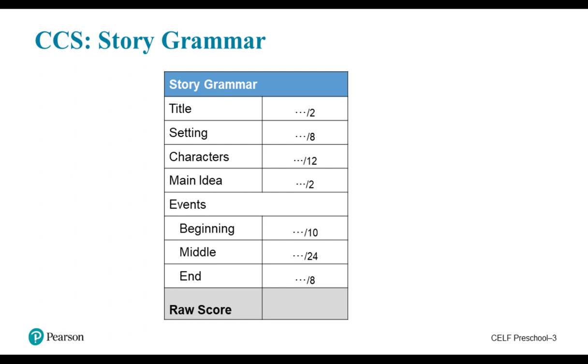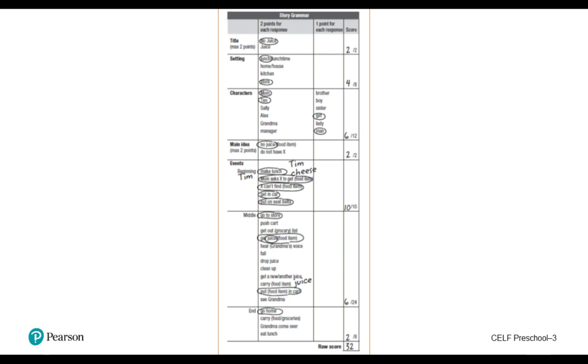The story grammar scoring table in the record form can be used to score the following story components: title, setting, characters, main idea, and events in the beginning, the middle, and the end. This is an example of what the story grammar scoring table looks like in the record form. So you would circle each component that the child used in his or her narrative and score each story grammar component according to the point values found in the scoring table, and then sum the score points to compute the raw score for this subtest.